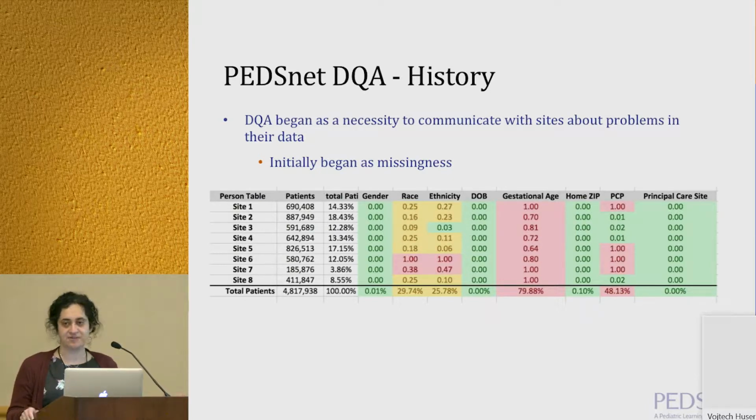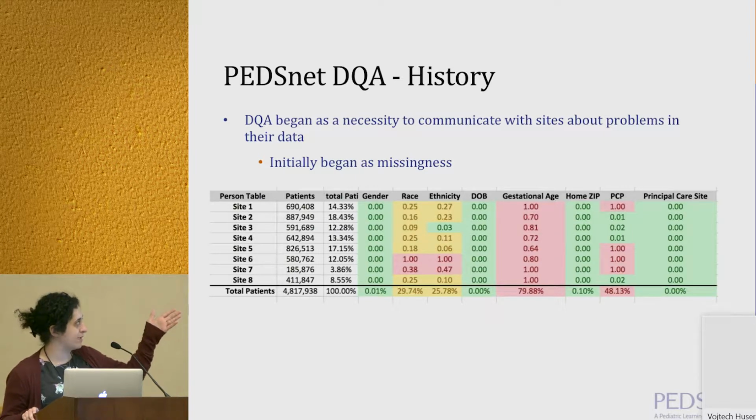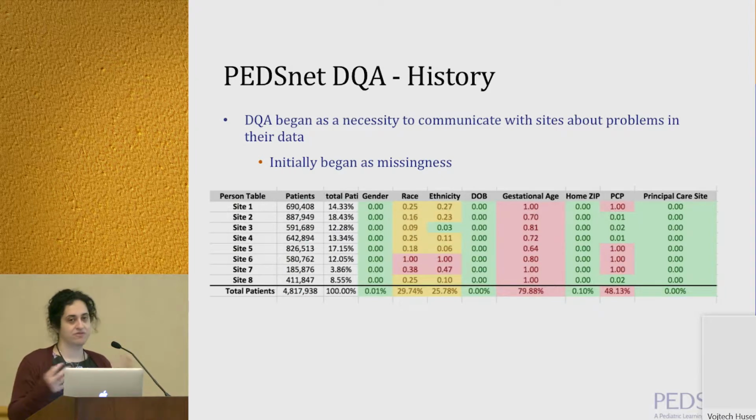So given that background, our PEDSnet DQA started as a necessity. As we were receiving data from sites, we just needed some way to make sure everything was okay. We didn't really think in terms of a framework. It was very applied, and we needed something now. So we literally started with just thinking about missingness. I guess we're glass half empty, we don't say completeness. So we're looking at percent missingness in all of our sites, and we color-coded it. This was the OMOP person table, and we were looking to see what the percent missingness was in each important field. This is the beginning of how we began to think about data quality.